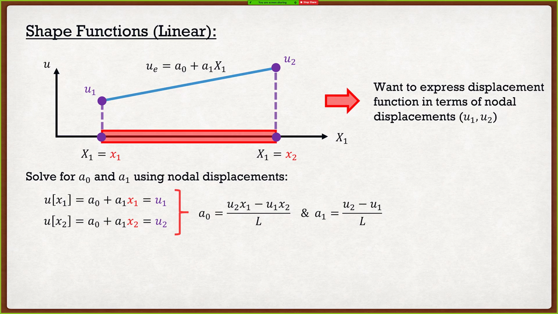If we take a step back and look at this, small x1 and small x2 are just the coordinates of the nodes. Those are something that we know, so no problem. L is the length of the element. If I know x2 and x1, I can figure out the length. It's pretty easy. So the only real unknowns that we now have are u1 and u2, which is what we wanted. We now have our equation in terms of u1 and u2 rather than a0 and a1.